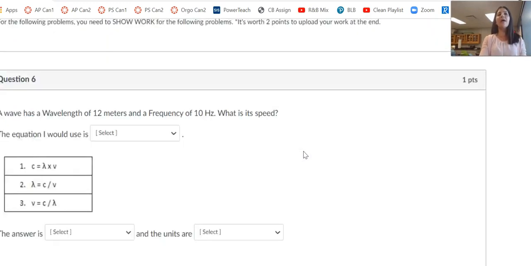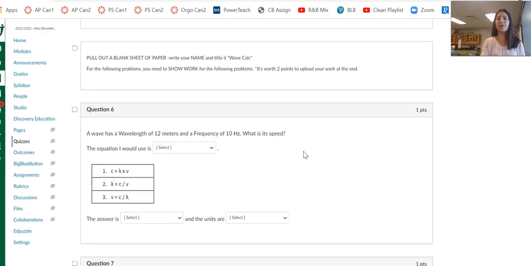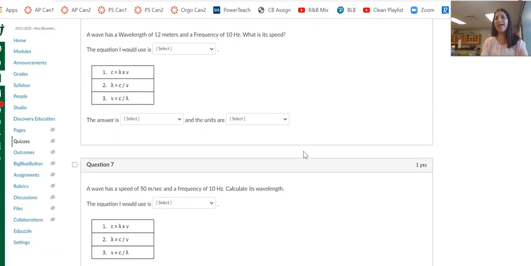Then it says, pull out a blank sheet of paper, write your name and title it Wave Calc. And then for the following problems, you just have to show a little bit of work. It is going to be worth 2 points to upload your work at the end. It'll ask you to do a calculation, and then you're going to write your answer. There's a drop down. Some of them are multiple choice, and then some of them are going to be fill in the blank.